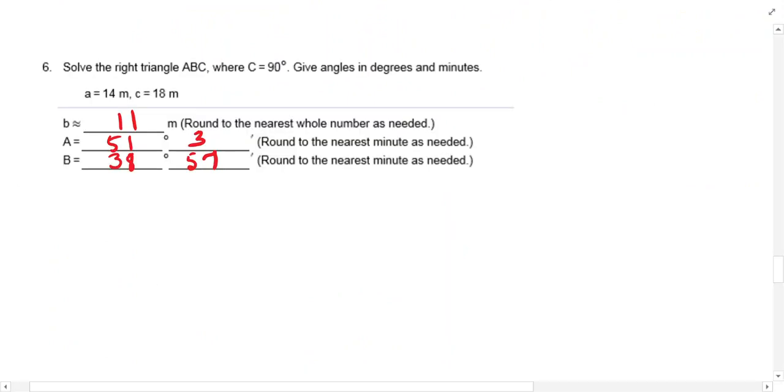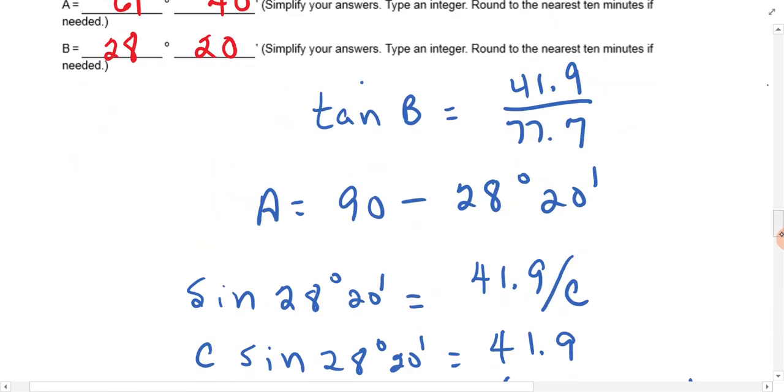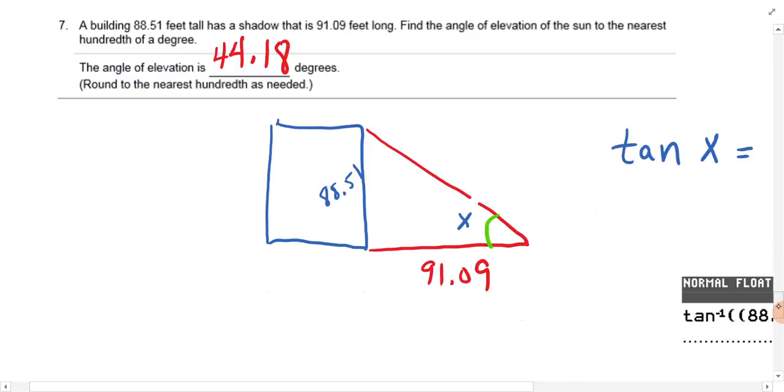All right, number 6 is exactly like number 5, and I have put the answers here. I don't have the work for that one, but it's exactly the same as you would do number 5 up here.